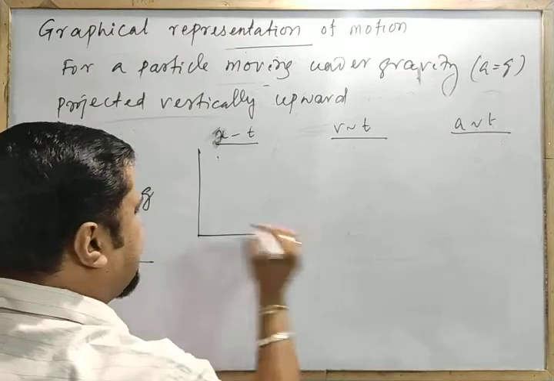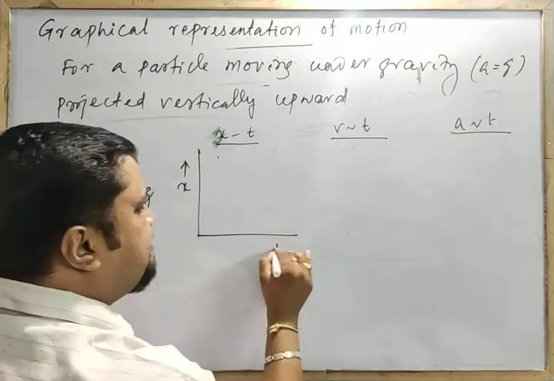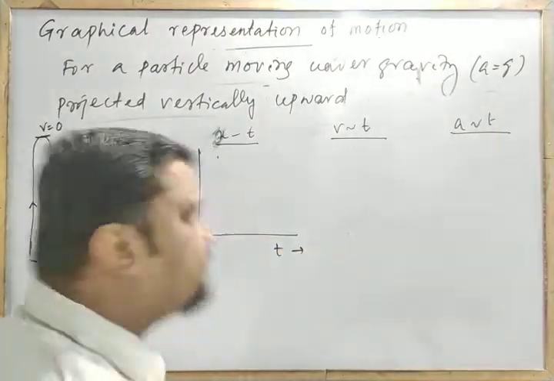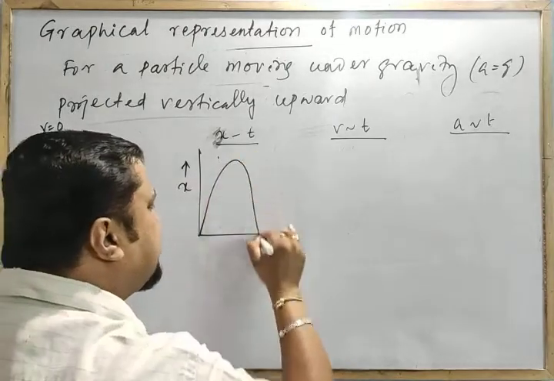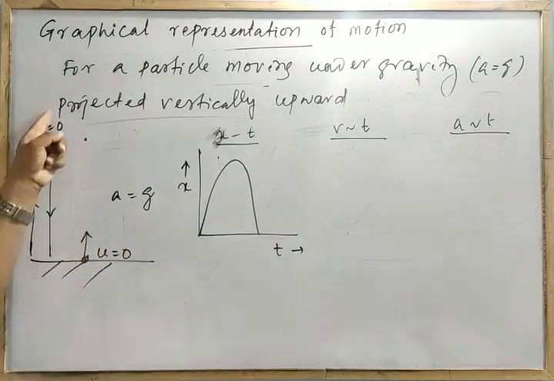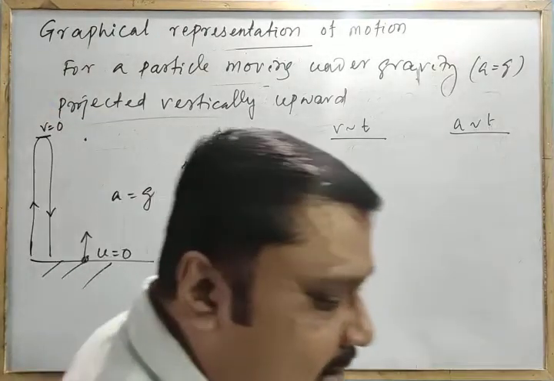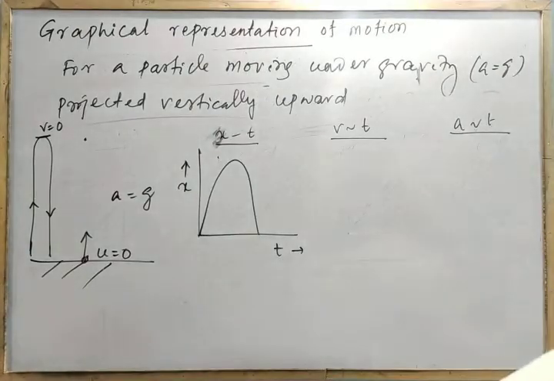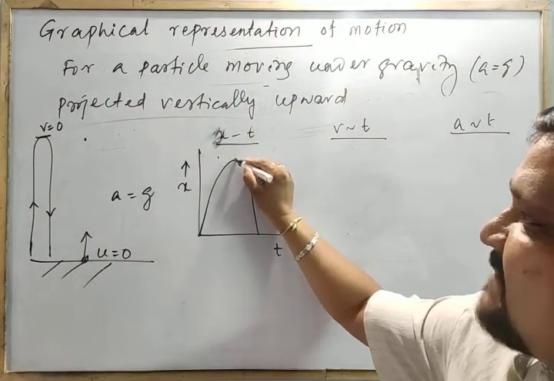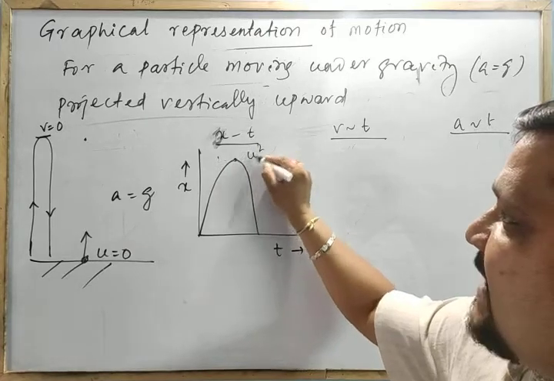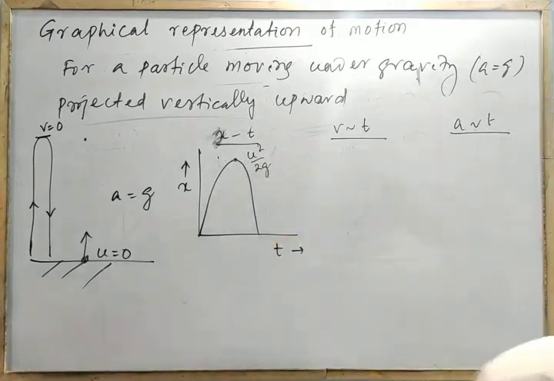If I ask you the position time graph, what is it? It increases, then comes down. Okay, what is the highest point? What is the maximum height attained? Yes, the maximum height will be u square by 2g.